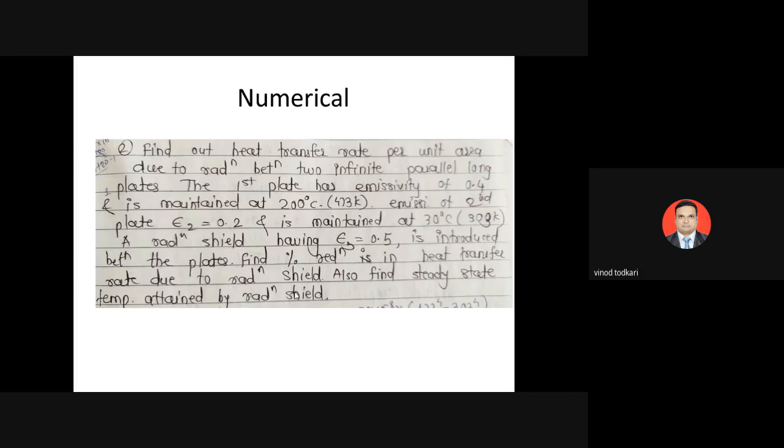So is it clear to you? And we have worked out this numerical. The two plates are there and a shield is placed in between the two plates. The emissivity of the shield is given, and temperatures and emissivities of the plates are given, right? What we were supposed to find in this numerical is that because of this shield, how much is the percentage reduction in heat transfer rate? I repeat, because of this shield, how much is the percentage reduction in heat transfer rate?